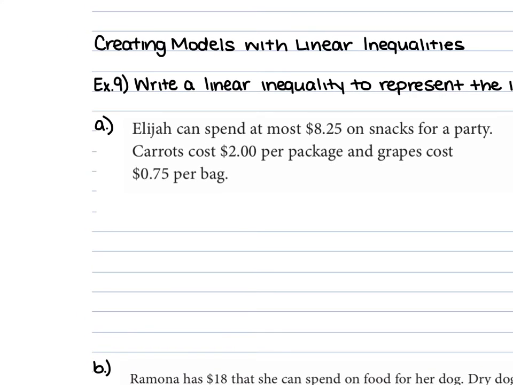So each bag of carrots is $2, so that's 2 times C. And each bag of grapes is 75 cents per pound, so that would be 75 cents for each pound of grapes. Now he can spend at most, so that amount has to be less than or equal to $8.25.